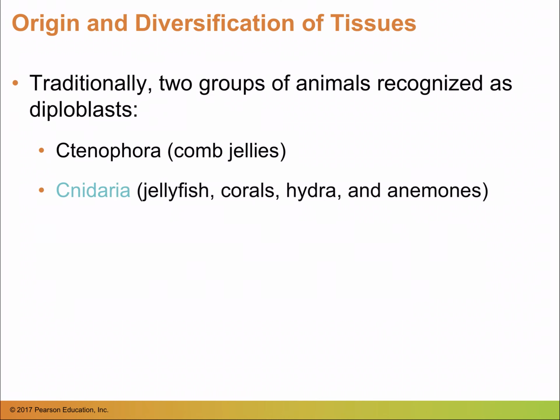So when we look at the diploblasts, again, these are more simple animals, and the 2 groups of animals that are most commonly recognized as diploblasts are the ctenophores, or the comb jellies, and the cnidarians, which are jellyfish, corals, hydra, and sea anemones. So an anemone is basically just an upside-down jellyfish that's sessile, that doesn't move in its adult form.